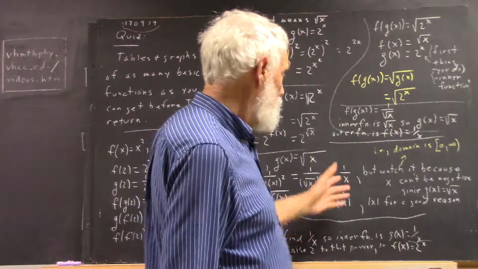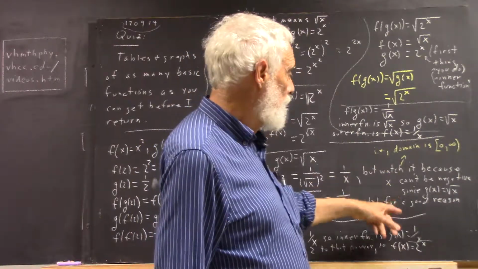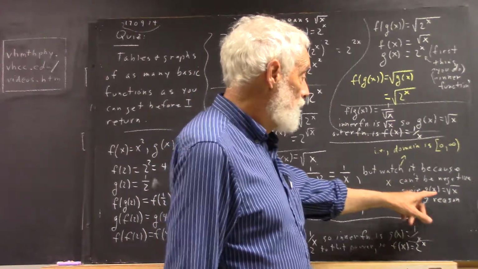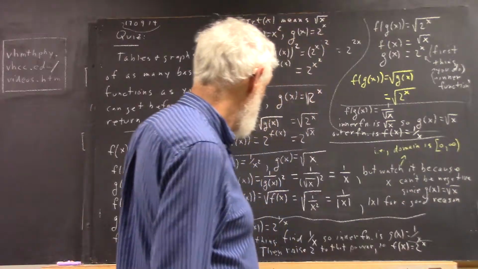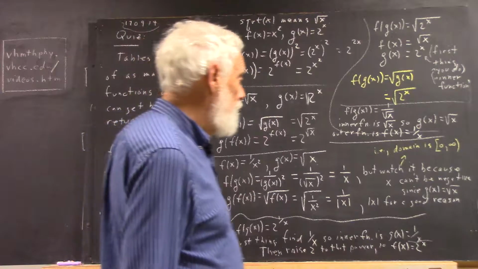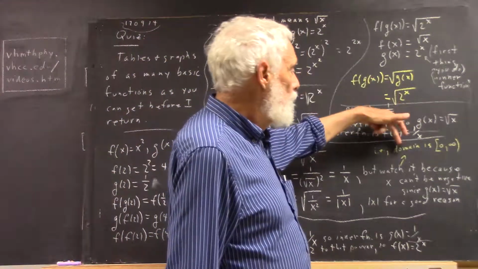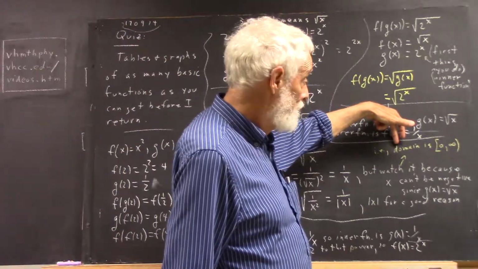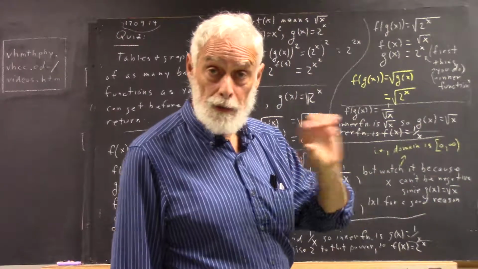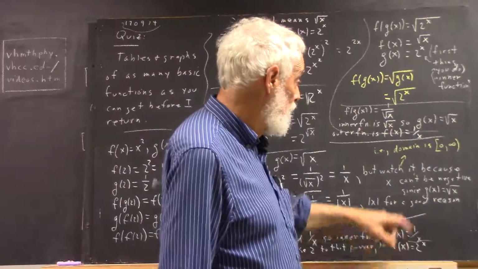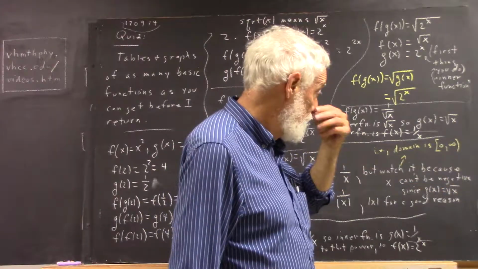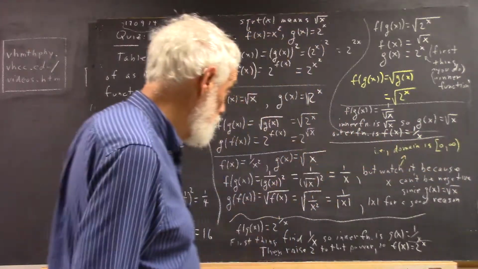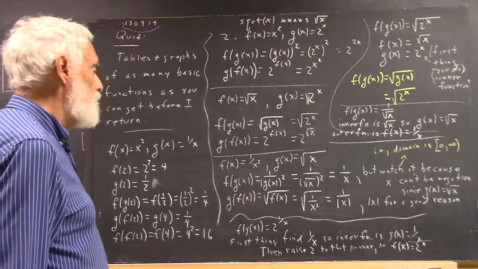So, I say here a little more informally, watch it, because x can't be negative since g of x equals the square root of x. And then I say, i.e., the domain of this function, and that's the set of the x values that you can legally put into the function, is the closed interval from 0 to infinity. It doesn't include negative numbers. And that's just kind of a warning.